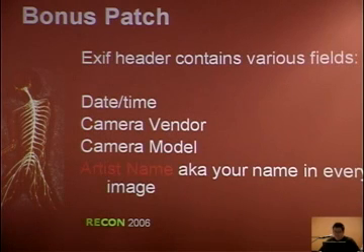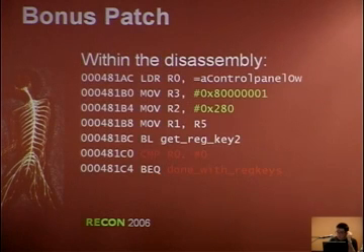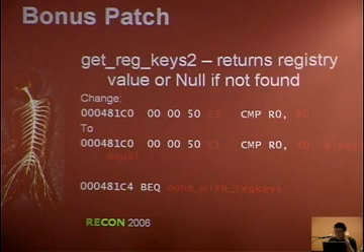So we need to get rid of the artist name. The artist name comes from a reg key on the phone, and this is the actual reg key, control panel, owner. So we go into IDA, we look in the strings, we find that, look for the cross-reference, and then we come across this code. It's basically passing the key, then it calls some kind of wrapper that I've defined as get reg key, and then it's going to check the return value, and then see if it's done or not.